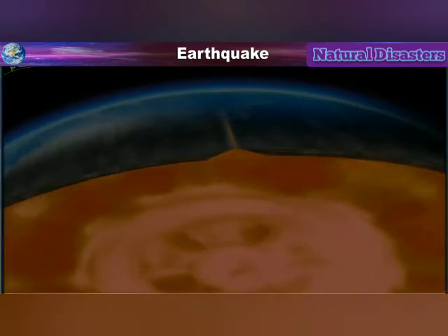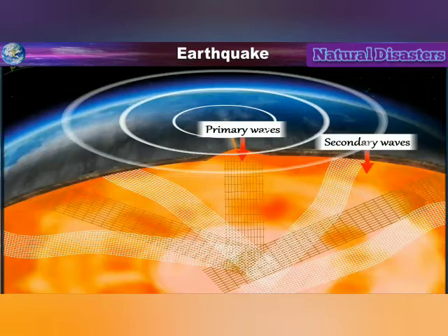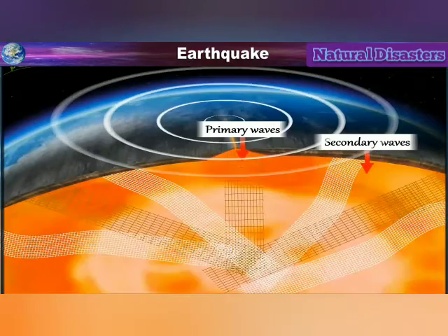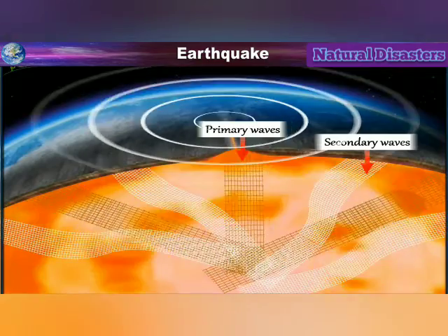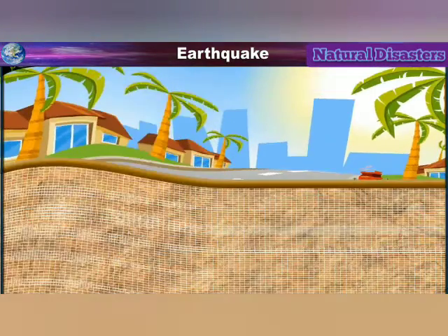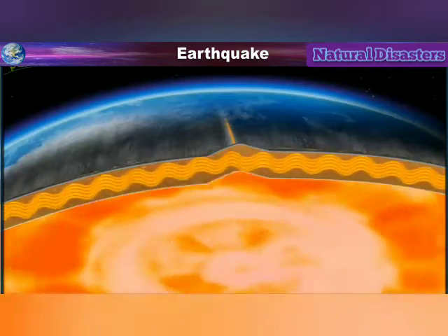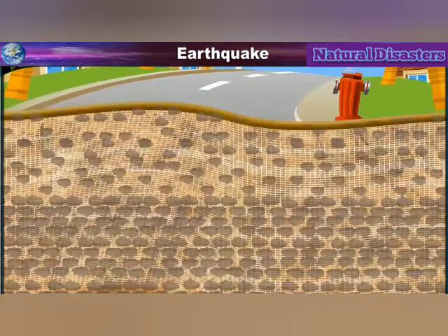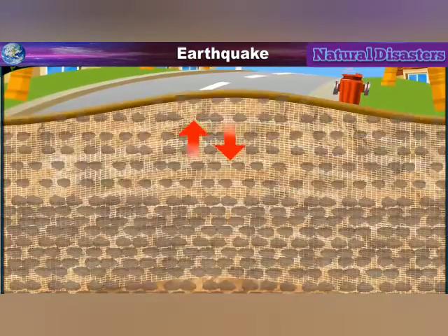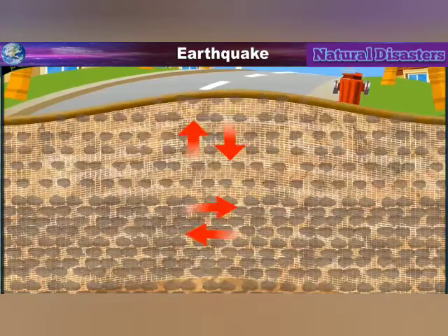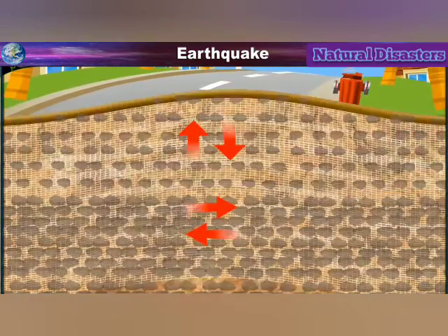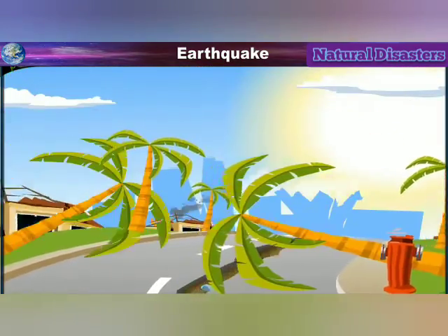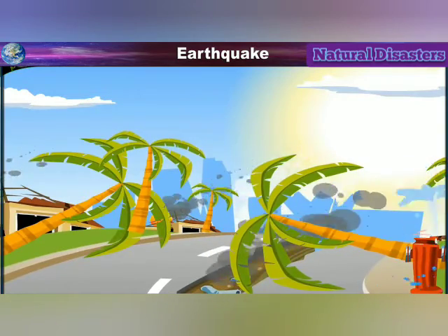Surface waves. Primary and secondary waves affect the surface on reaching it. As a result, a new set of waves gets generated at the surface. These waves spread along the circumference of the earth. Due to these waves, the grains in the rock move up and down as also sideways. Therefore, these waves prove to be the most destructive.